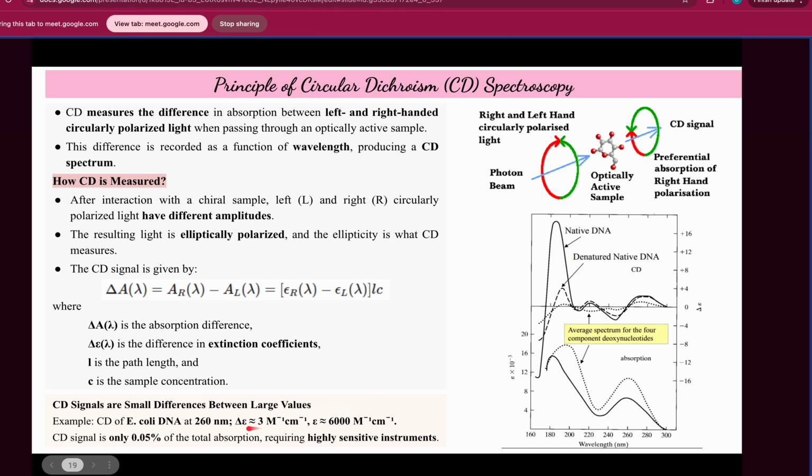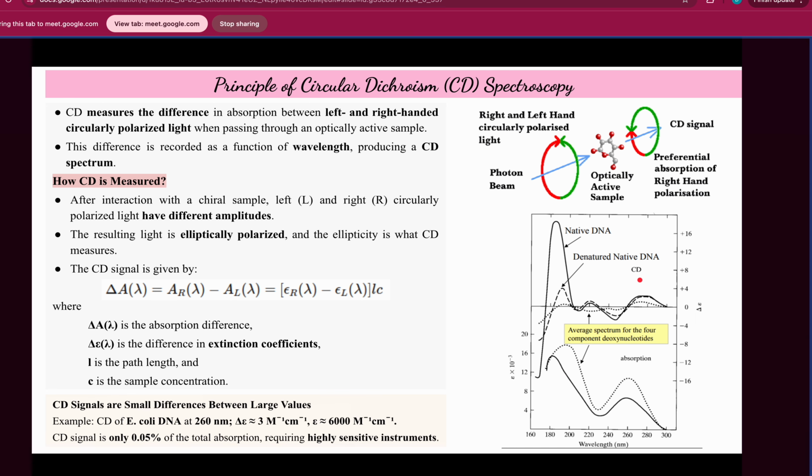So for example, if we have del E equal to 3 mole inverse centimeter inverse, whereas epsilon is 6,000 mole inverse centimeter inverse, which means that the absorptivity of the solution is so high, the difference coming out is very small. That's why we require a very sensitive instrument which can measure this small difference, because this is just 0.05%. So this is how CD spectroscopy gives us results.